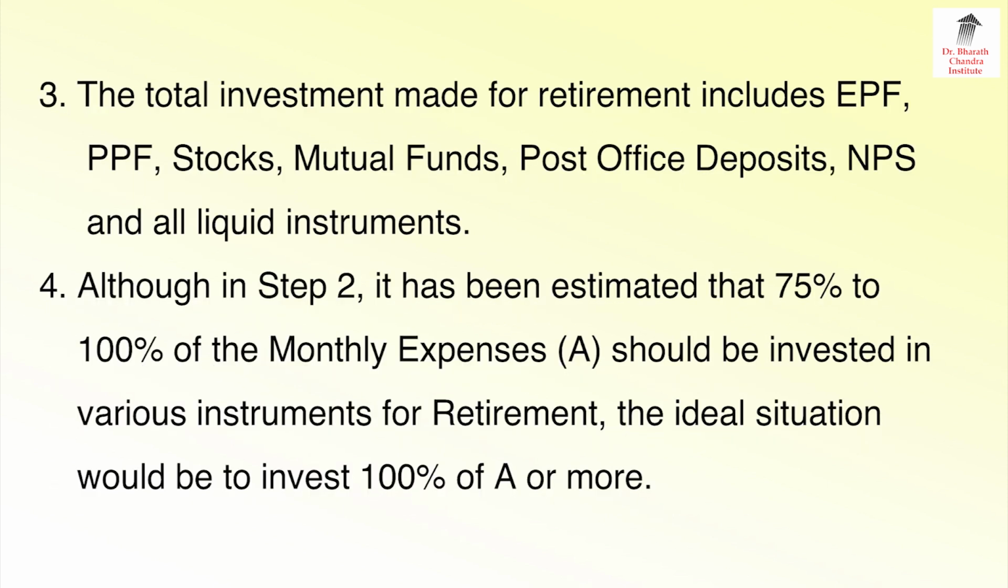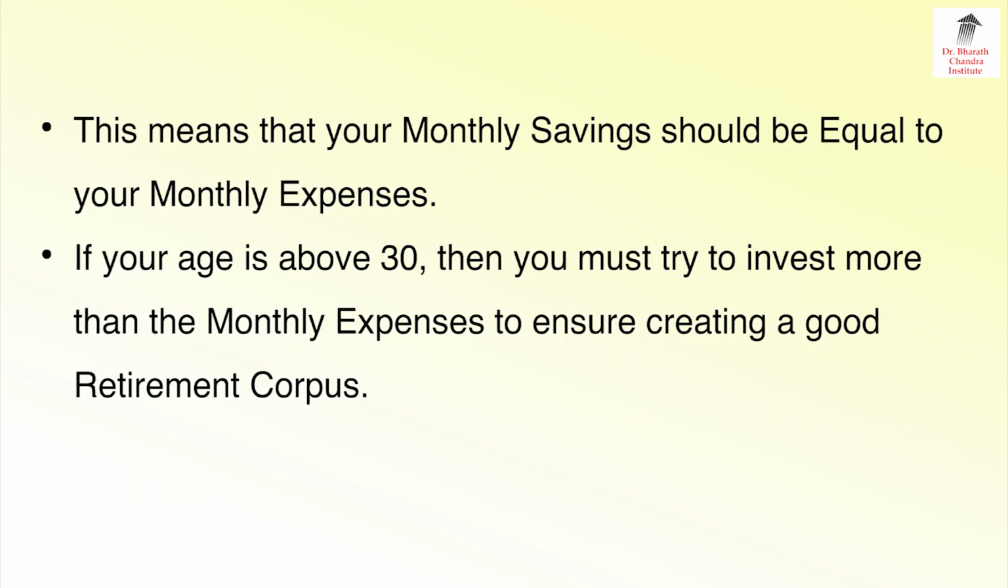3. The total investment made for retirement includes EPF, PPF, stocks, mutual funds, post office deposits, NPS, and all liquid instruments. 4. Although in step number 2, it has to be estimated that 75 to 100% of the monthly expenses should be invested in various instruments for retirement, the ideal situation would be to invest 100% of A or more. This means that your monthly savings should be equal to your monthly expenses.